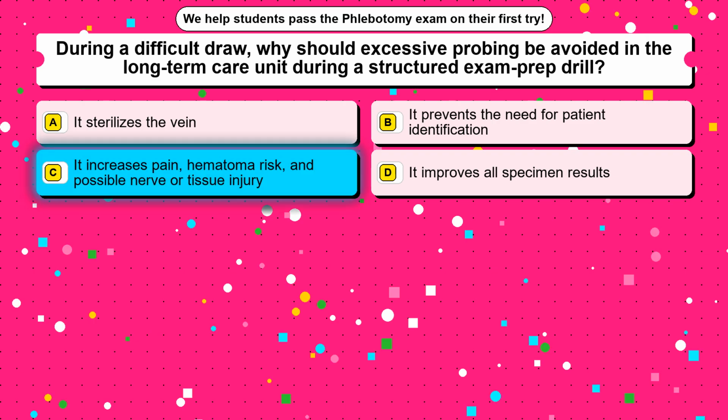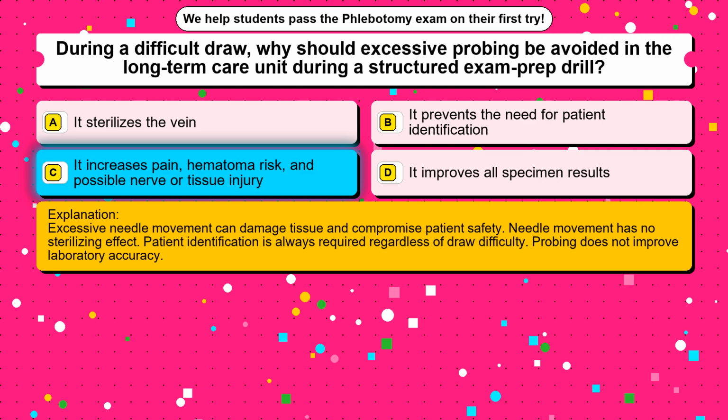The correct answer is option C. It increases pain, hematoma risk, and possible nerve or tissue injury. Excessive needle movement can damage tissue and compromise patient safety. Needle movement has no sterilizing effect. Patient identification is always required regardless of draw difficulty. Probing does not improve laboratory accuracy.